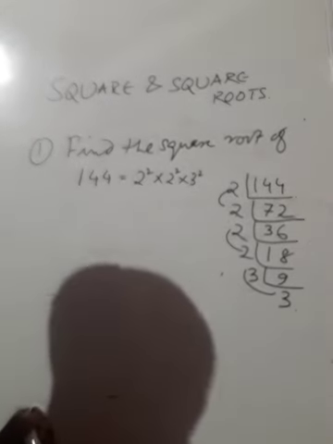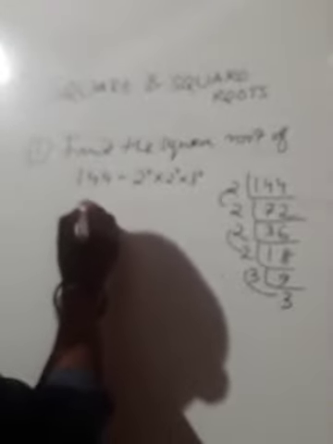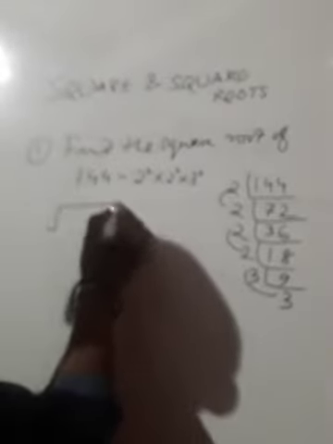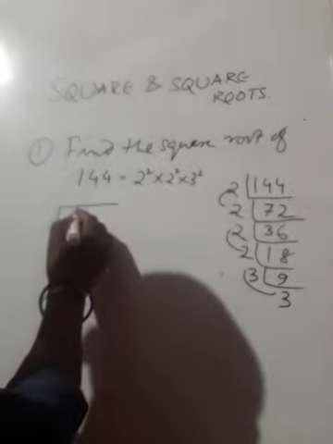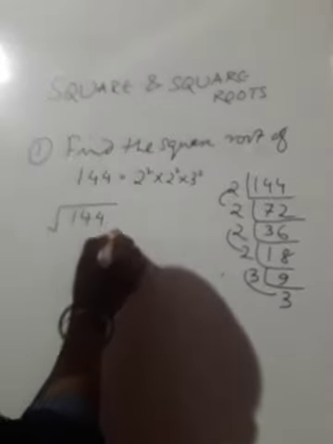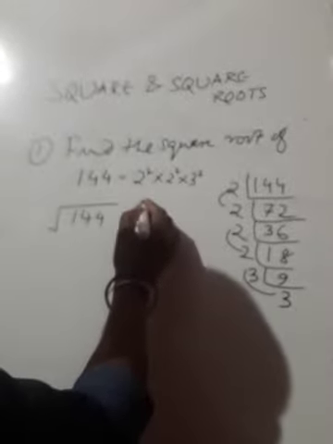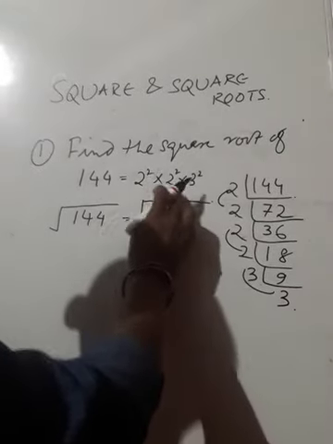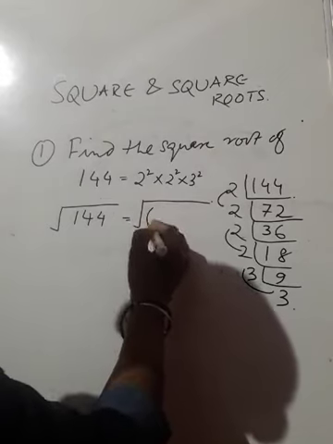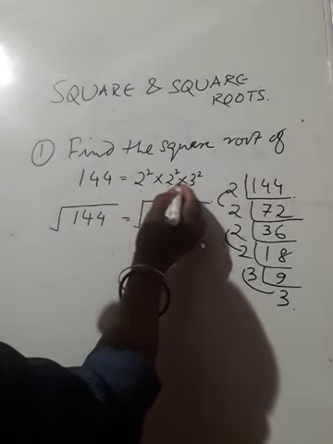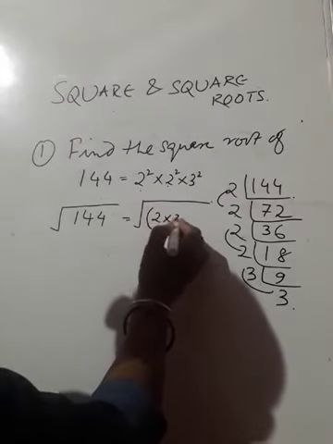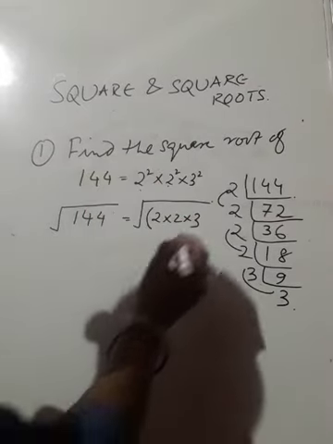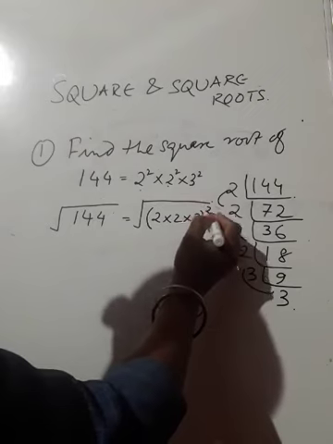Now, next step, I can write square root of, the symbol of square root is this, square root of 144. Similarly, this side also I do the square root. This one I keep inside: 2 into 2 into 3, 2 into 2 into 3. As the power of all this is same, I can write it in this manner.